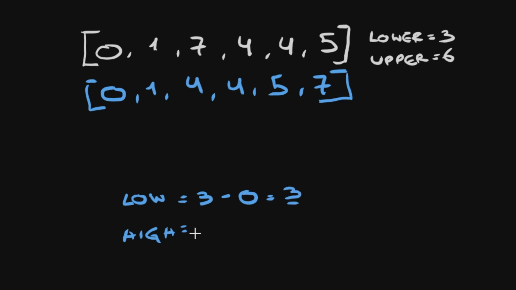Let's do the same for the high bound. We'll take the upper value, which is 6, minus the current value, which is 0. So this will be 6. Now we're doing binary search for each of these values, and we are trying to find the minimum index that includes values that are greater or equal than 3 and than the high bound plus 1, because we need to consider the upper values in bounds also. So here we add a plus 1.